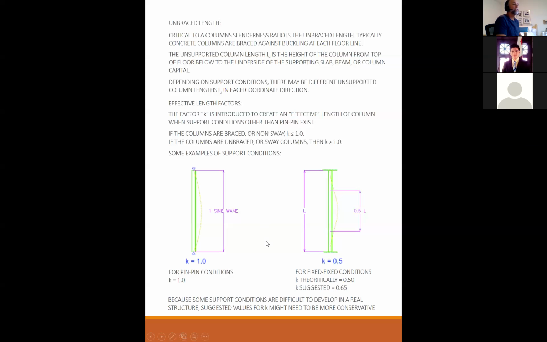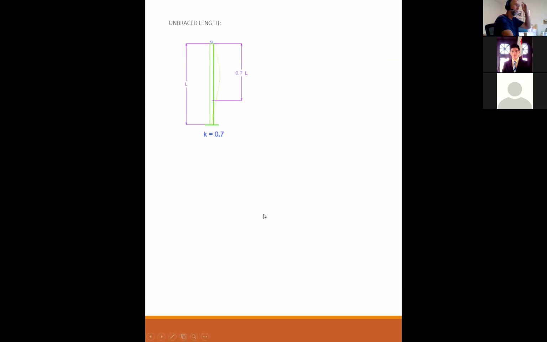Because some support conditions are difficult to develop in a real structure, suggested values for k might need to be a bit more conservative than the theoretical. If you have a pin-fixed condition, k is 0.7. K suggested is 0.8. Braced frame columns can always conservatively use k equal to 1 without further analysis. In other words, if your columns are braced against sway, you can always use k equal to 1. You're just going to be on the conservative side.